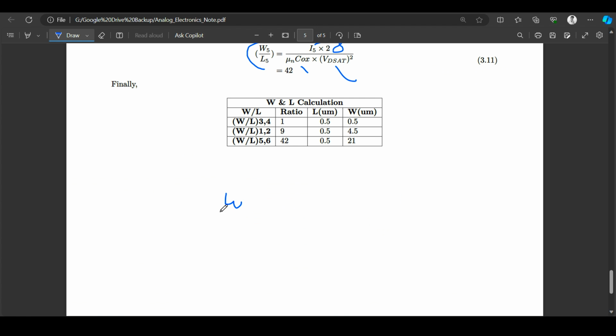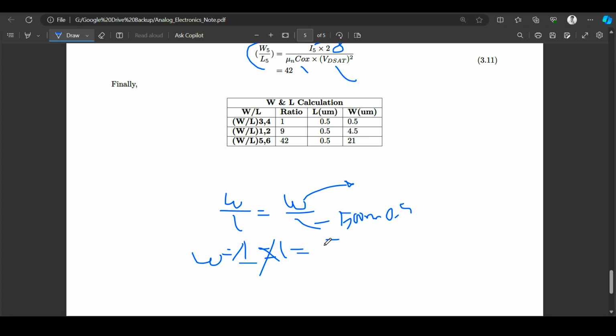So for the length and width parameters, if I say the L is 500 nanometer or 0.5 micrometer, and the W by L is 1, then I can easily estimate the W value. 1 times L, so the W is also 500 nanometer.